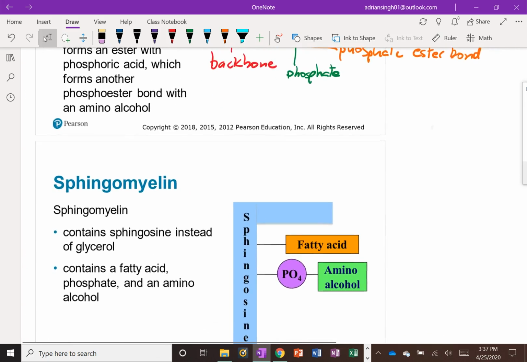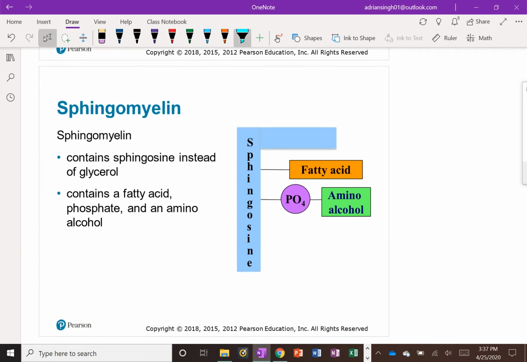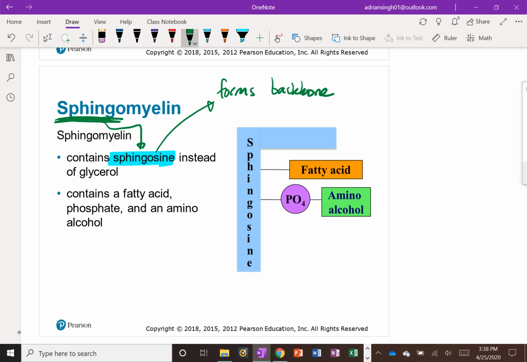So another type of phospholipid that we're going to see is something known as sphingomyelin. Okay, and sphingomyelin, again, it's maybe a tongue twister. The main difference between this and your typical glycerophospholipids now is instead of glycerol, the backbone is now a molecule known as sphingosine. All right, so sphingosine forms the backbone. Right, that's why we have this first part of the name here in sphingomyelin. So it forms the backbone instead of glycerol.